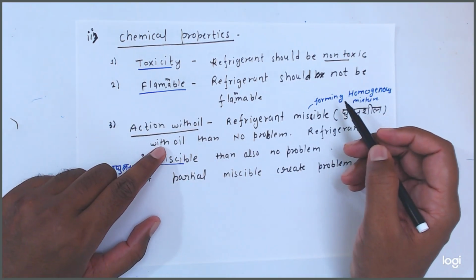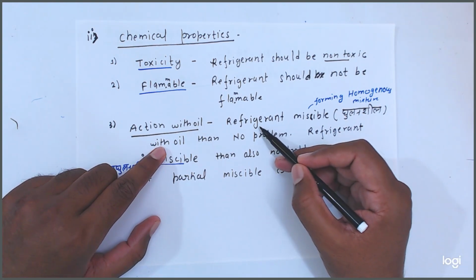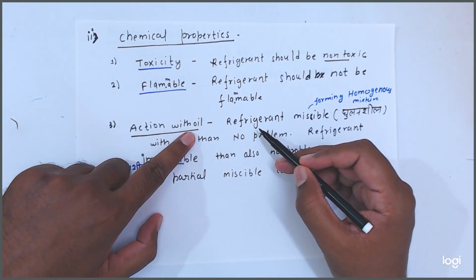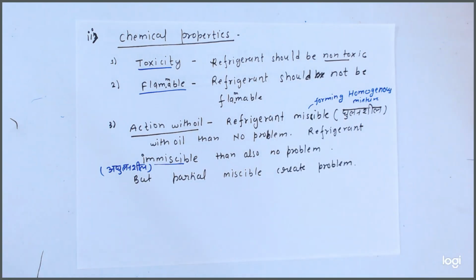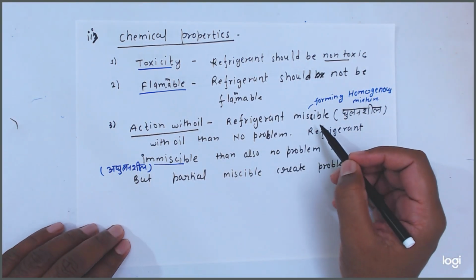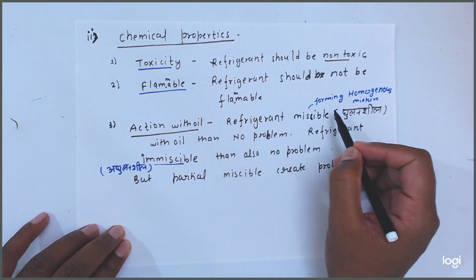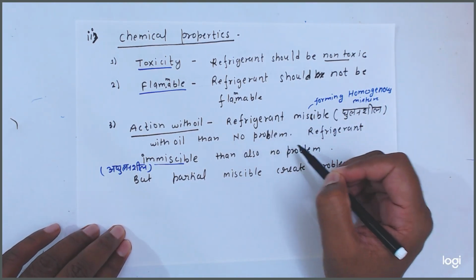Another type is there. Some refrigerant will react with the oil, but it will not mix. Then what happens? We will put an oil separator and the refrigerant will flow fully in the circuit.